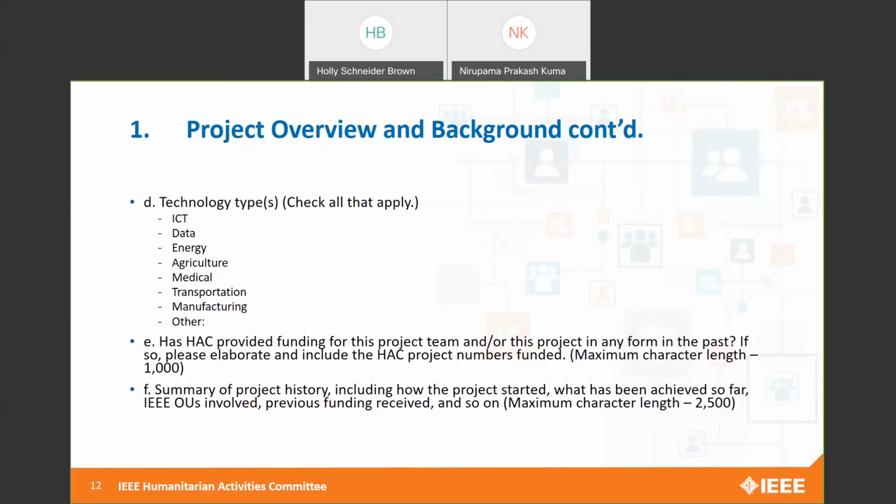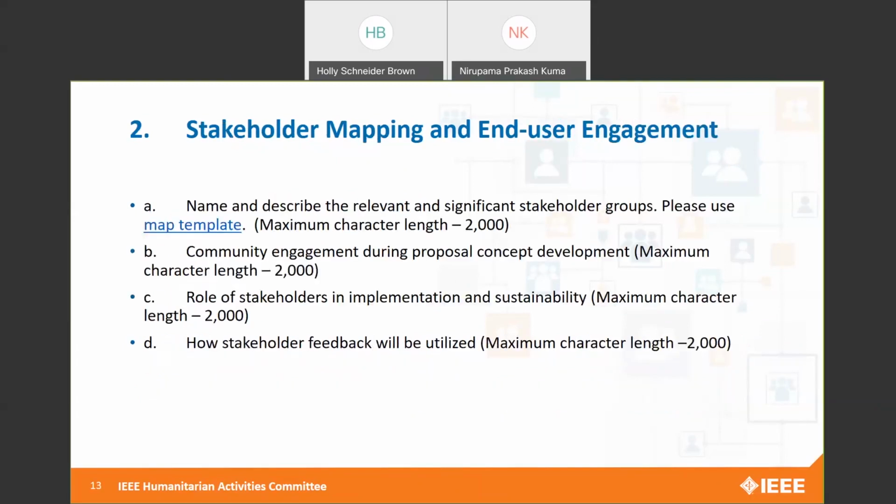Next slide, Holly. This is where the impact measurement starts coming into picture. The first step is, of course, stakeholder mapping. Who are your stakeholders? In my experience with HAC, a successful project is one where they have really mapped all the stakeholders very beautifully and understood everybody's role.